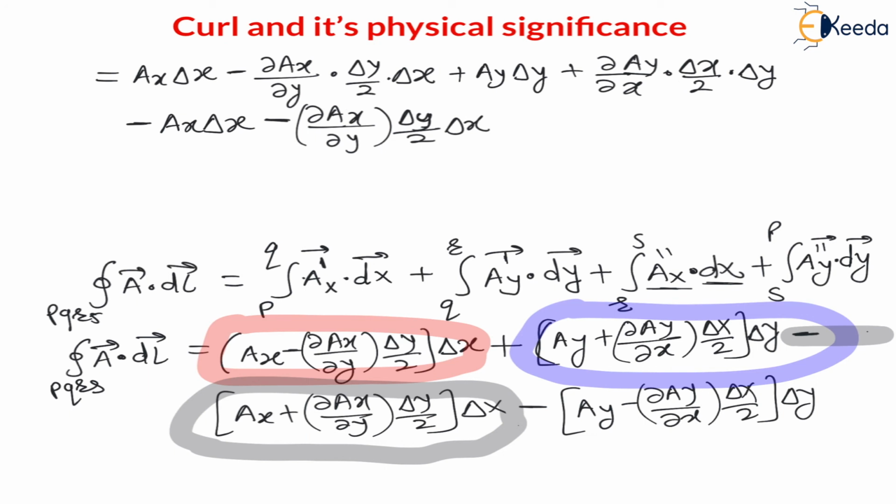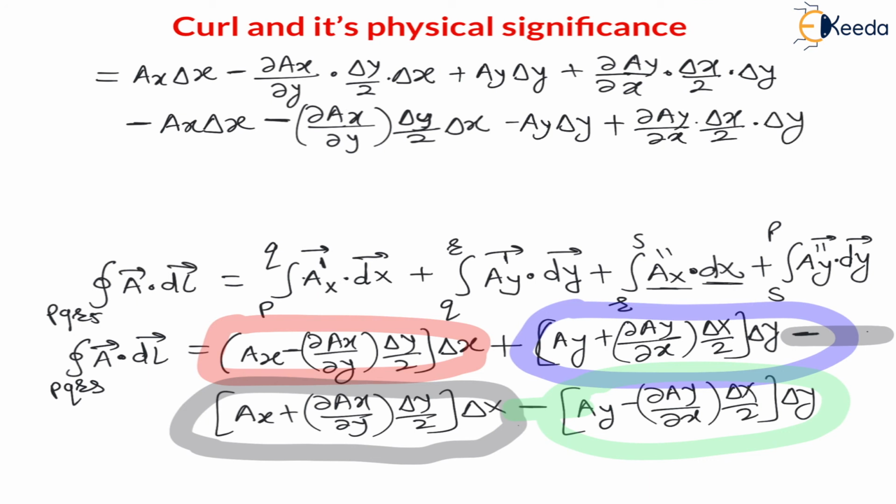Now let us do the expansion of the last term. For this term I am doing expansion, and for this term the negative sign is multiplication. In multiplication there is a negative sign outside. Therefore, after multiplying, positive will become negative and negative will become positive. Therefore, it will become minus ay del y plus dou ay by dou x into del x by 2 into del y, right?